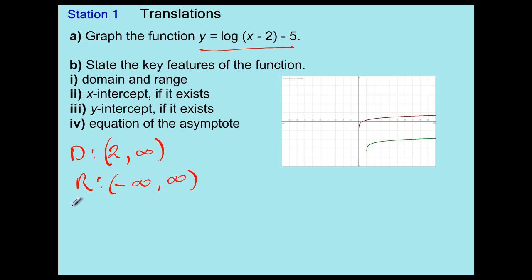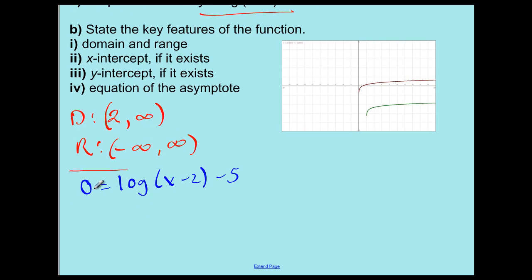The x-intercept, we're going to find this algebraically. So we take a look, and it doesn't look like it crosses anywhere close to our numbers. So what we want to do is try and find out where it crosses. And so to find the x-intercept, we want to set y to be 0. And we end up with log of x minus 2 minus 5.